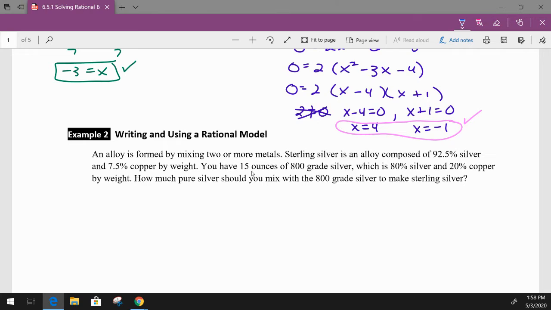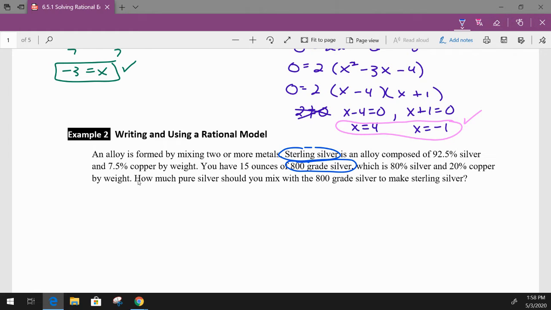And you have 15 ounces of 800 grade silver. So it's just a type of silver. The 800 grade silver basically says it's 80% silver and 20% copper. So you've got sterling silver as one type of silver that you have, and then 800 grade silver. They both contain silver and copper, but they contain different percentages of them.